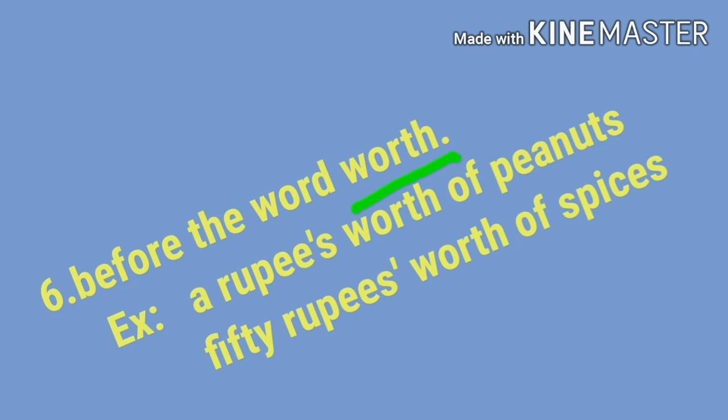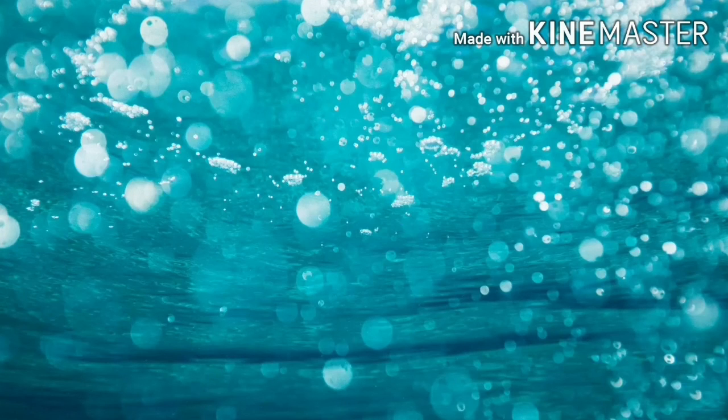Second example, 50 rupees' worth of spices. Here the word rupees ends in the letter S, so we add only an apostrophe to show the possession, to show the ownership. So the word worth is given, and before it we just add an apostrophe. So, 50 rupees' worth of spices.